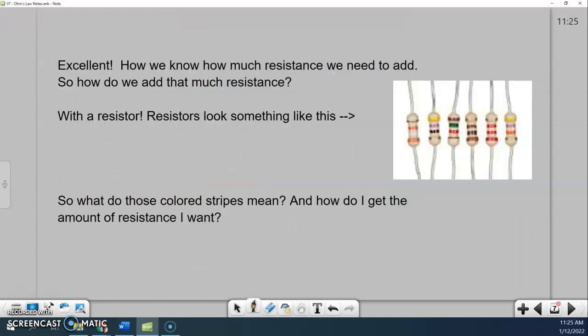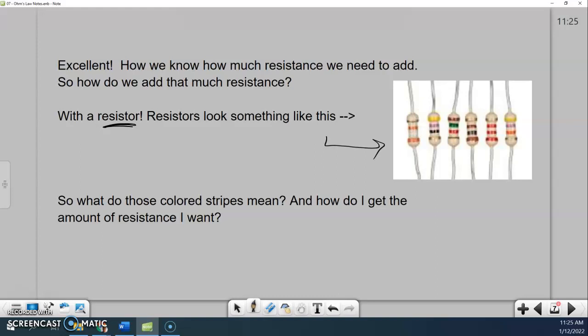Okay, we need 12 ohms. Great. Excellent. We know how much we need to add. How do we do it? How do I add resistance to a circuit? Well, you can use something fancy called a resistor. They look something like this. So what do those colored stripes mean? How do I get 12 ohms? How do I make this thing work? How do I build this, Mr. Burns? Well, you're going to have to wait.